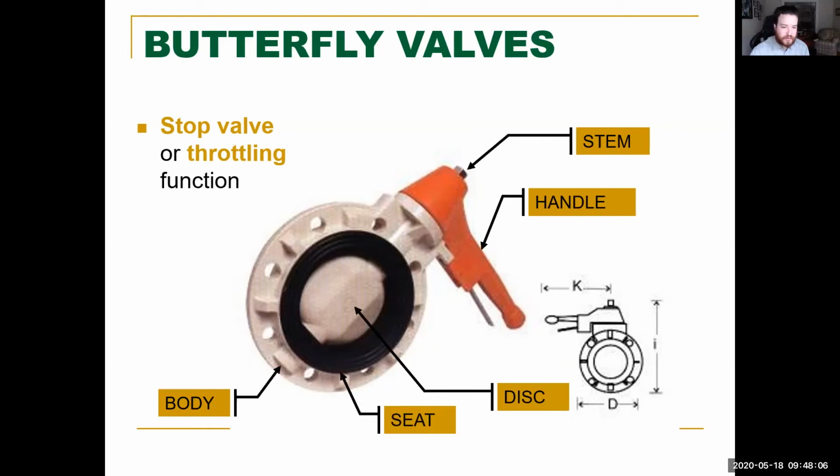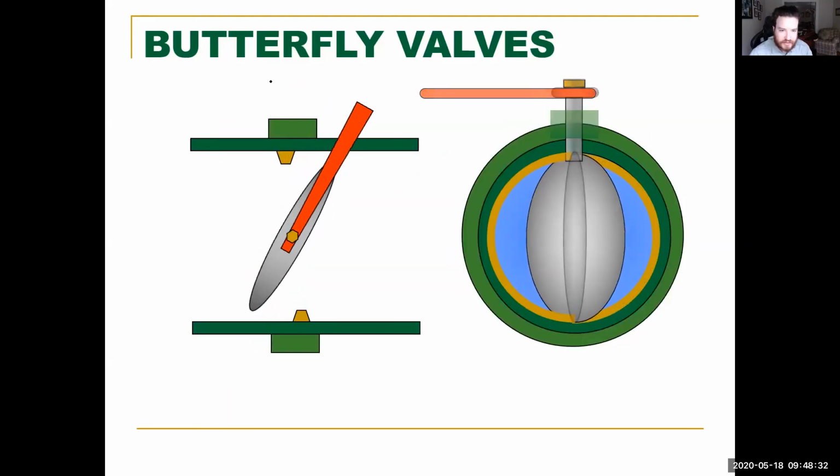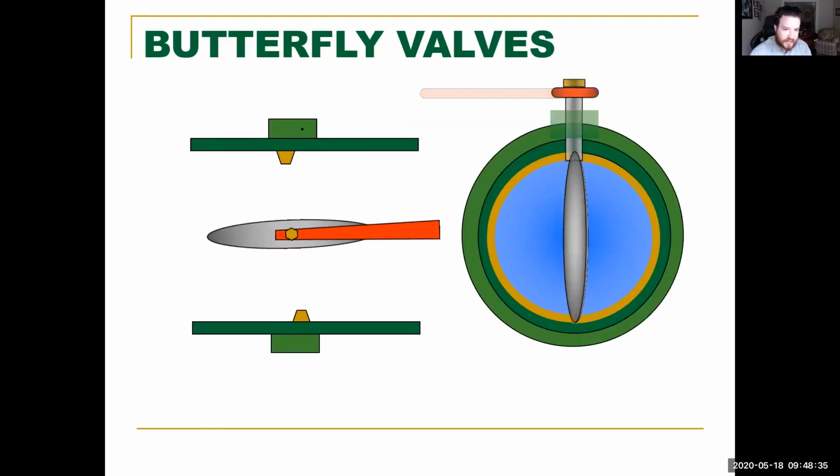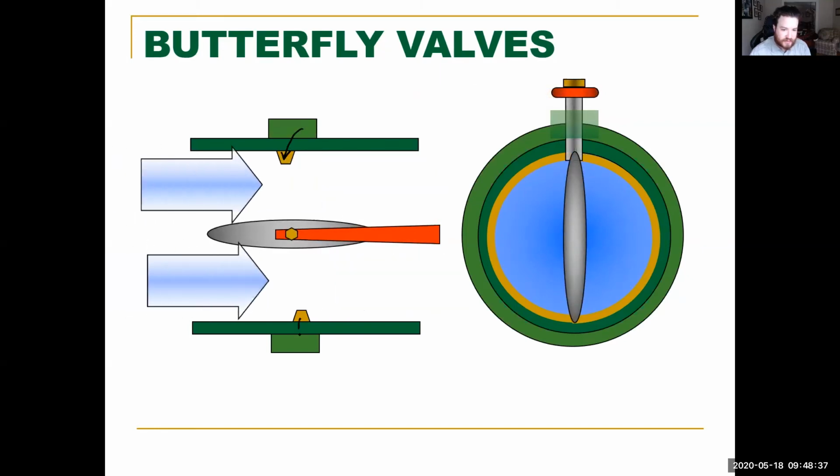So they're pretty simple. They have a body, a seat, the disc, handle, and the stem. The seat here is made of a rubber gasket material. It's harder than normal, like what you would use for gaskets, because they have to have a resistance back to the disc. Because what's physically happening here, as you can see in this animation, is this piece right here is the seat, these little orange pieces.